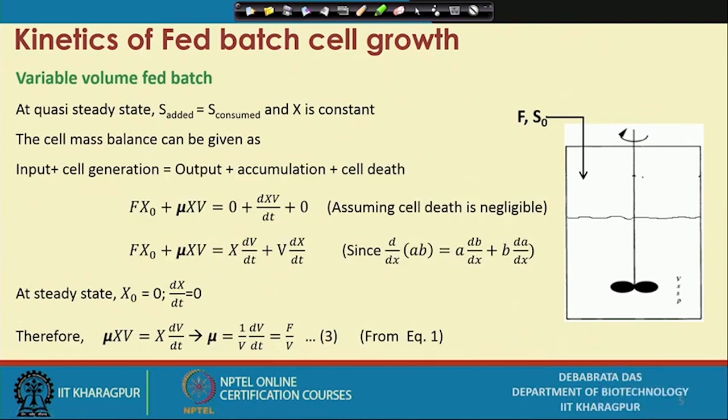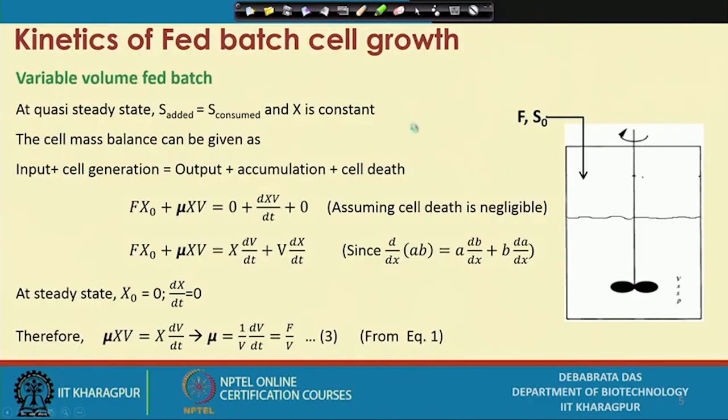Now, let us discuss the kinetics of fed batch cell growth. Here we can consider the pseudo steady state condition. I told you in my previous couple of lectures that pseudo steady state means not exactly steady state. We assume that it is approaching the steady state condition. As for example, we always say that s tends to 0. S tends to 0 does not mean s is equal to 0, it means it tends to 0. Pseudo steady state is also like this, it tends to the steady state condition.